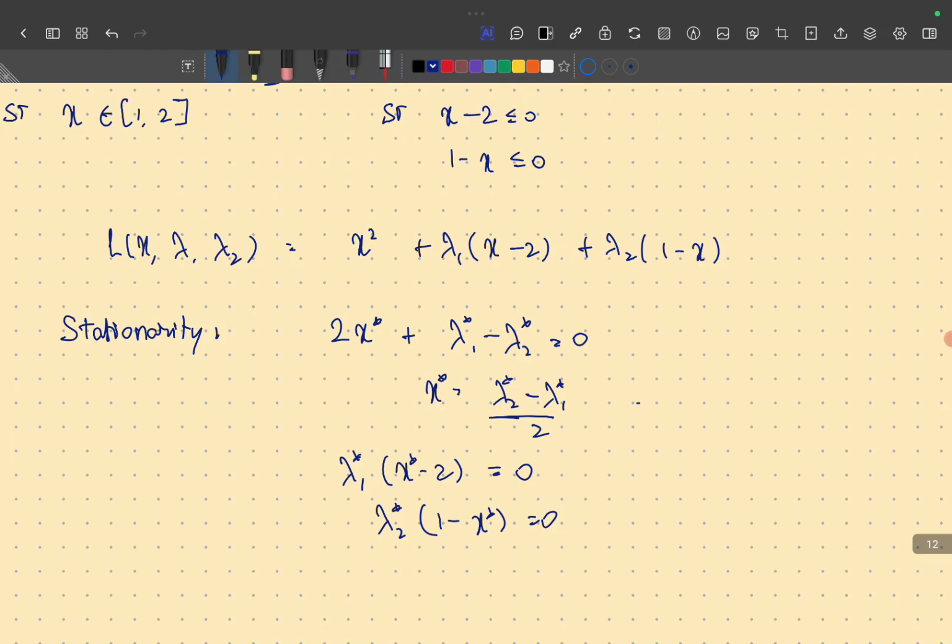One way to get that is, we know that x star should be between 1 and 2, right? Because it has to satisfy the primal feasibility constraints. So in any case, lambda 2 star minus lambda 1 star divided by 2 should be greater than or equal to 0, or lambda 2 should be greater than lambda 1.